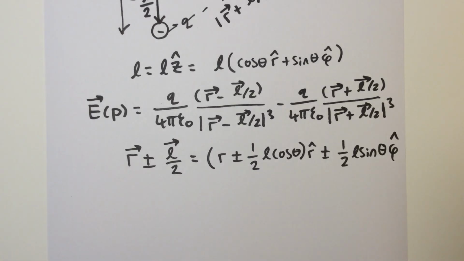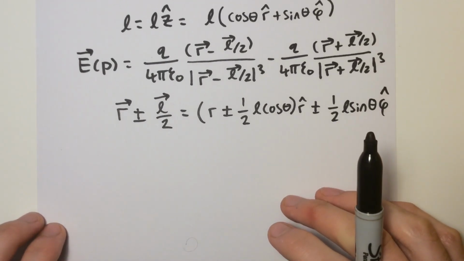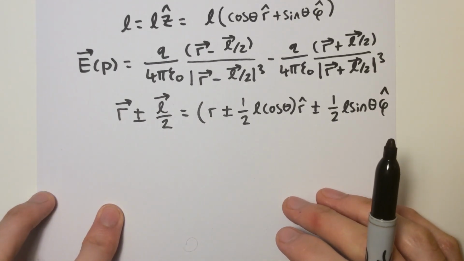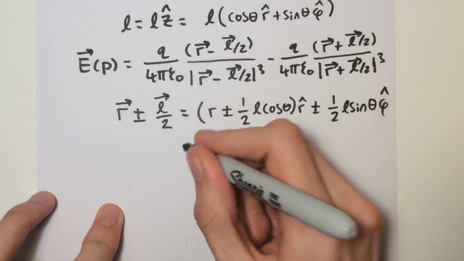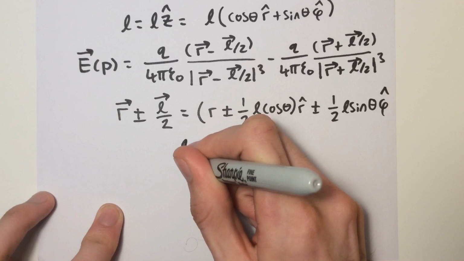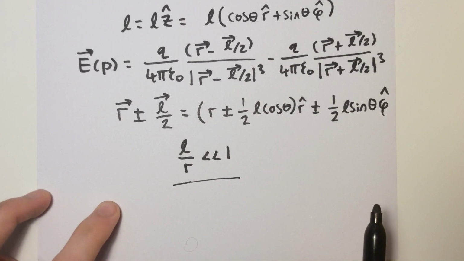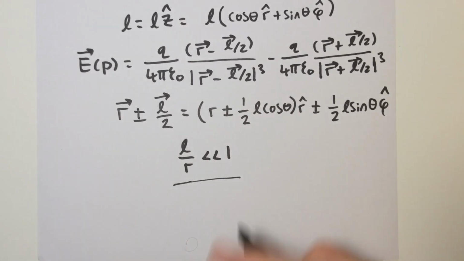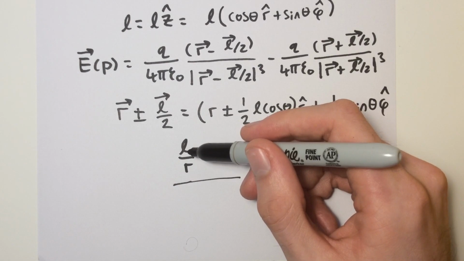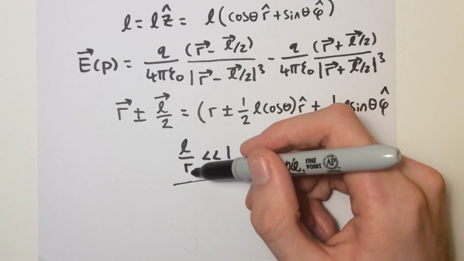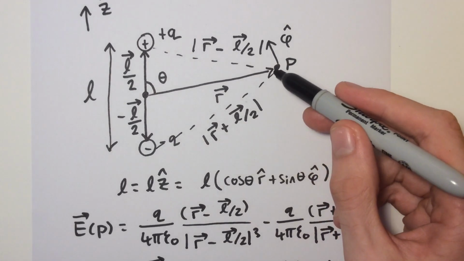So in order to have an expression for E at P that is easy to calculate with, we seek an approximate expression. So we're going to make the assumption of an ideal electric dipole. An ideal electric dipole is one in which L over R is much less than 1. Okay? So it means this distance is considerably smaller than the distance we are from P. So this point is very far away.